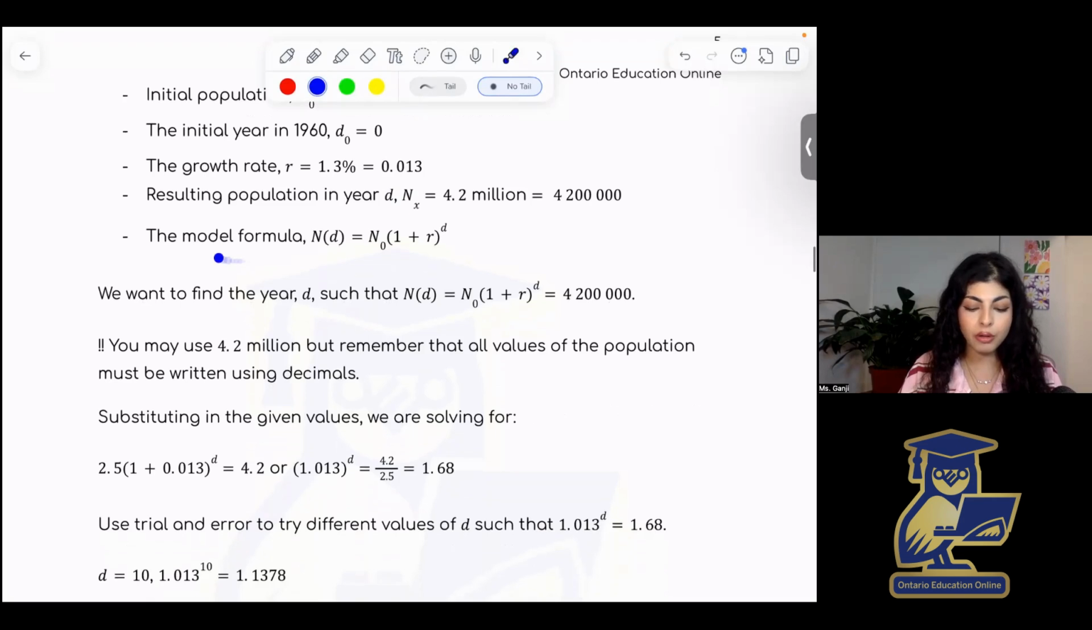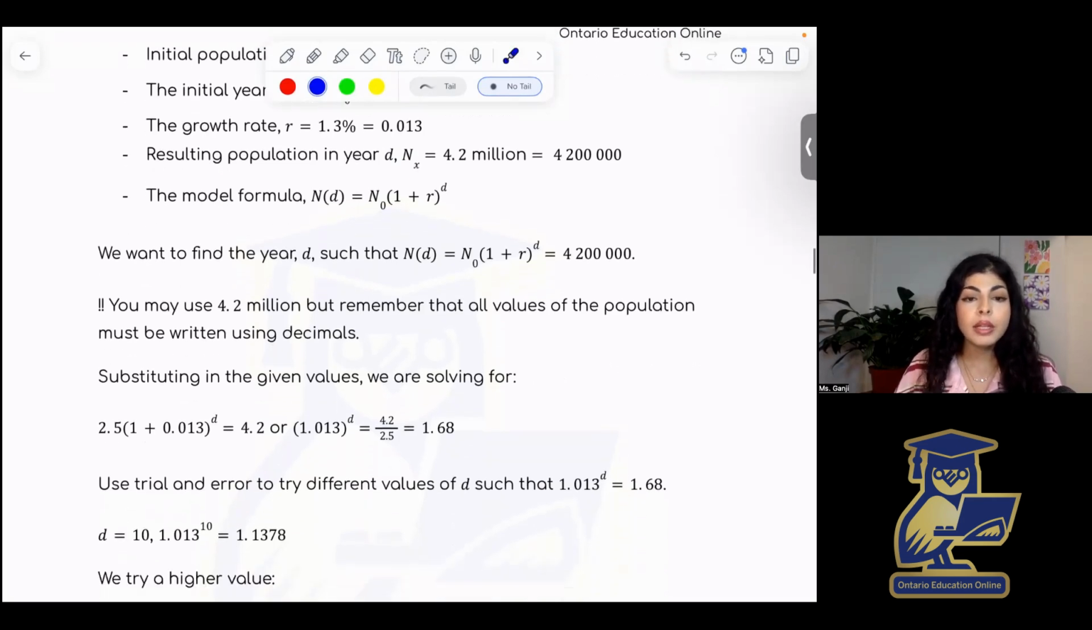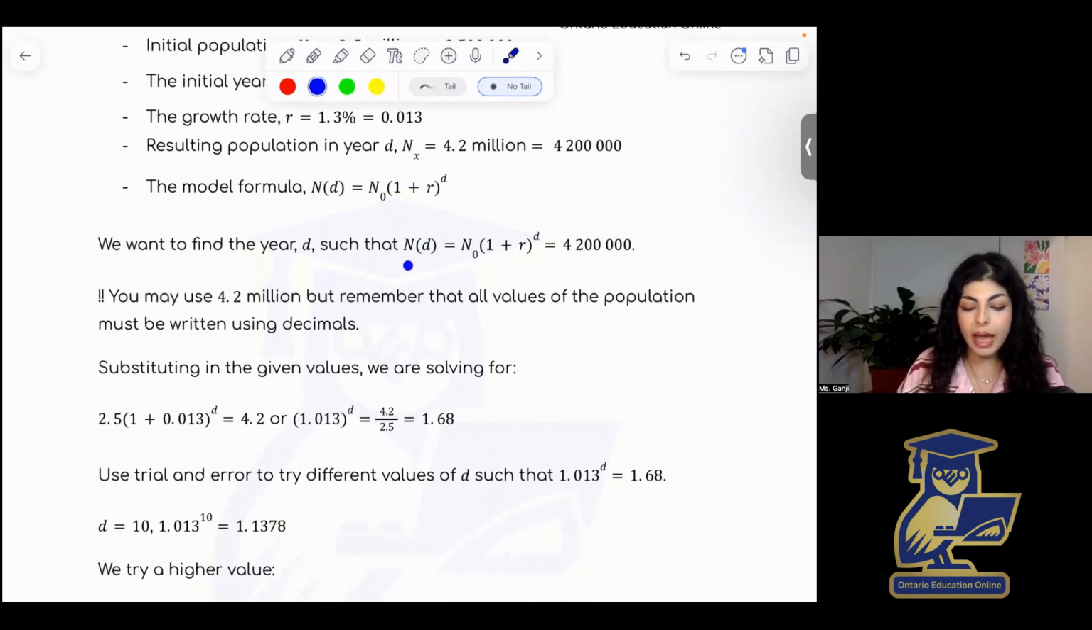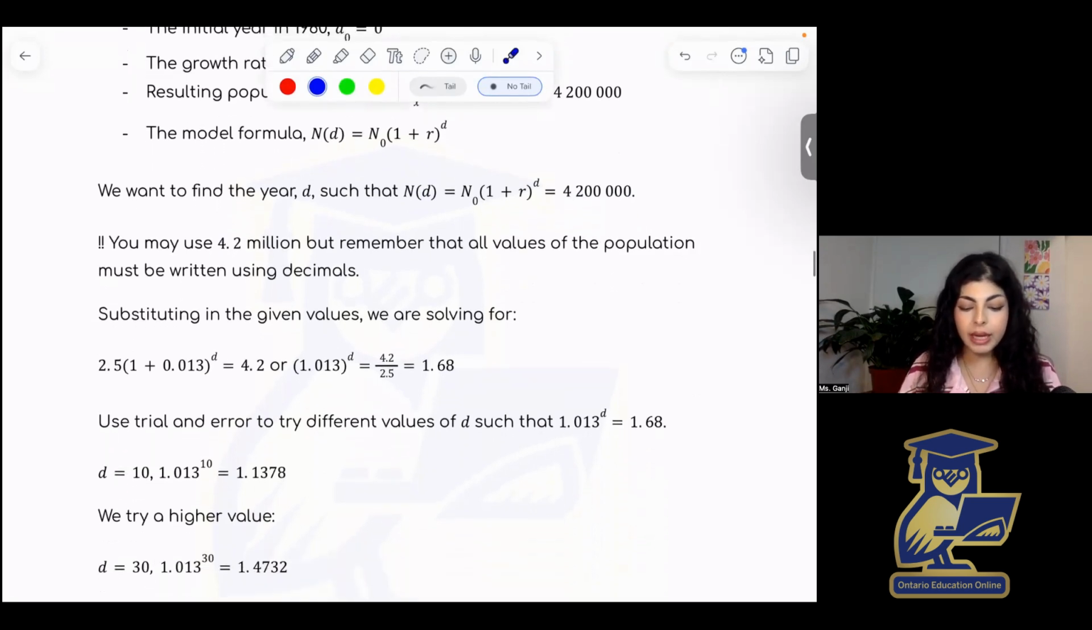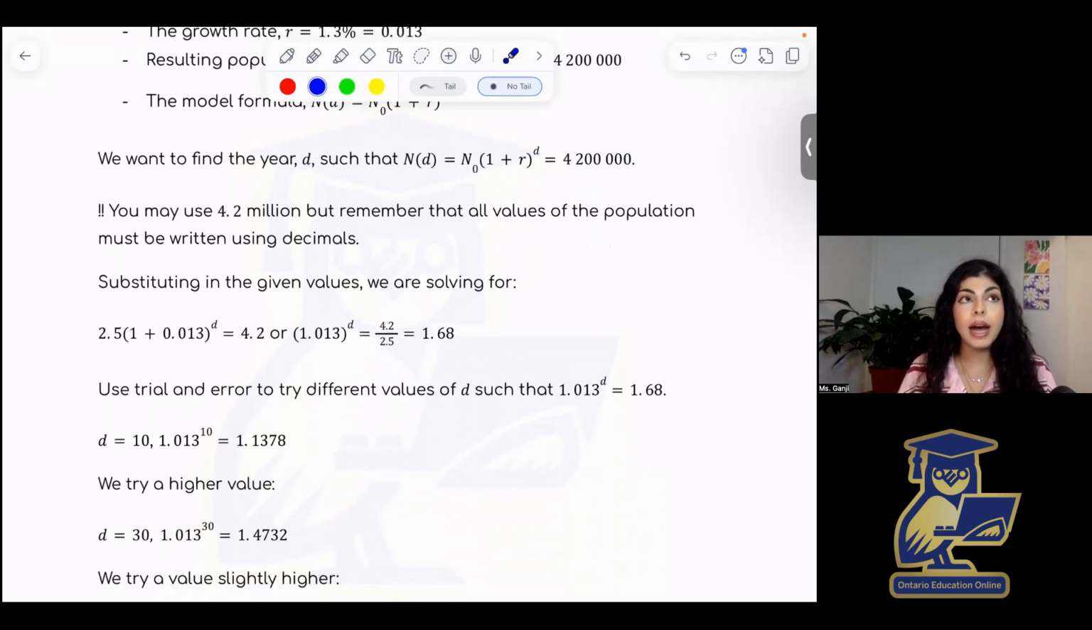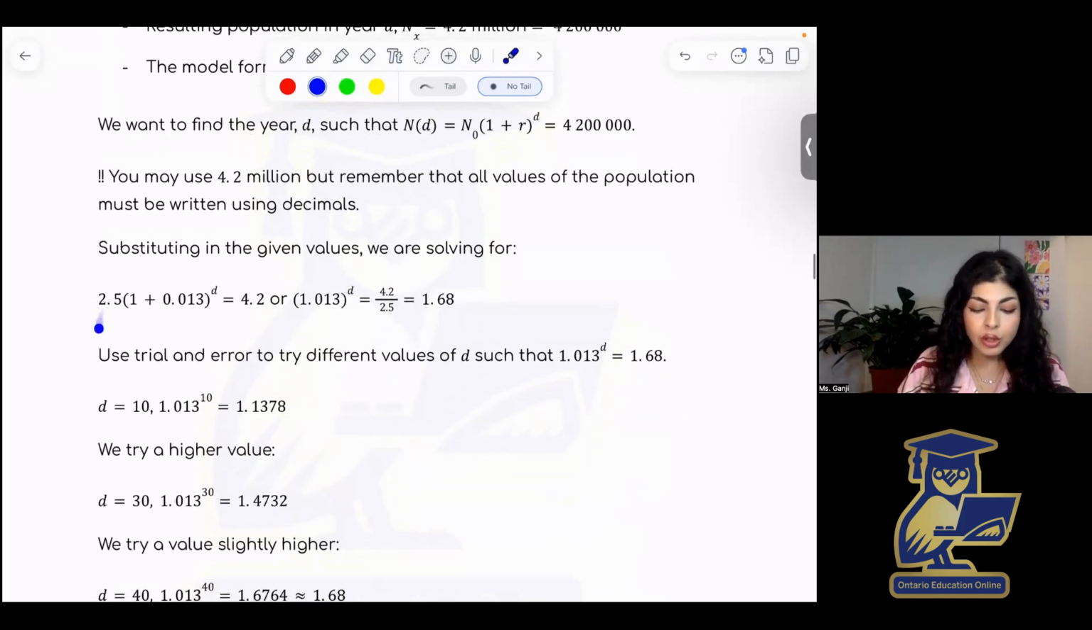And of course, my model formula as well. So pretty much we want to find N of D that is going to give us 4.2 million. And again, we are using 4.2 million and remembering that it is a million value when we are interpreting our results at the end. So using the formula, 2.5 times 1 plus 0.013 to the power of D is going to give us 4.2.